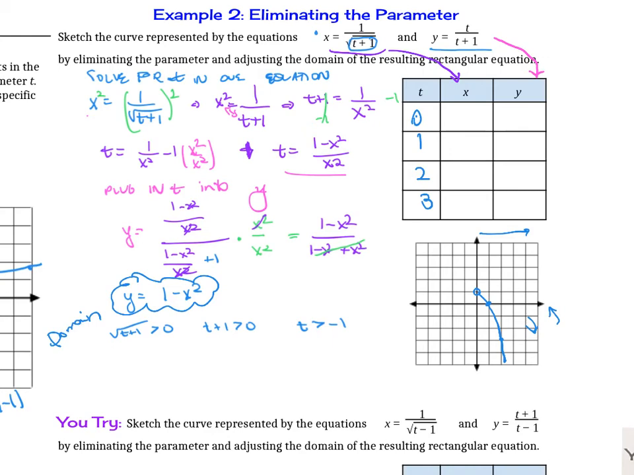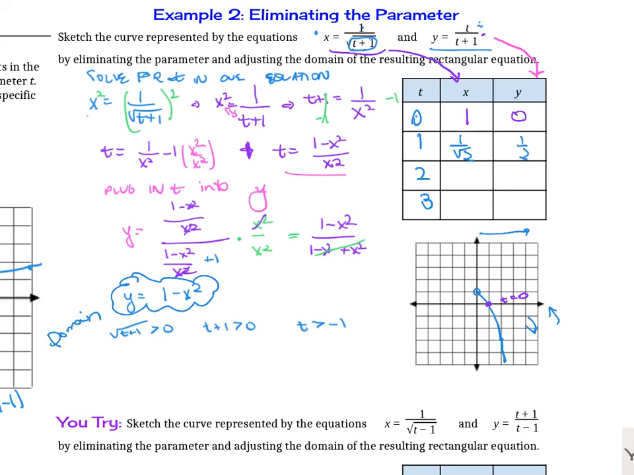So plugging in 0, I'm going to get 1 over 0 plus 1, which is 1. And then if I plug it in here, that's 0 over 0 plus 1, so this is going to be 0. So notice when x is 1, y is 0. That is this point at t equals 0. The next point, again, we're plugging in the x value: 1 over 1 plus square root of 1 plus 1. So that's 1 over square root of 2. If I do it here, it's 1 over 1 plus 1, which is 1 over 2.